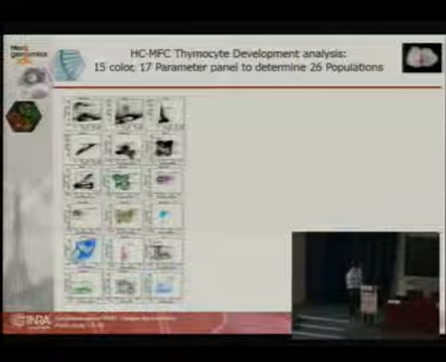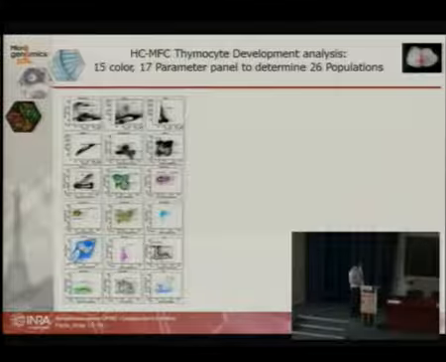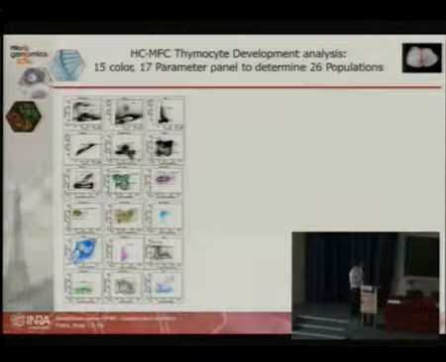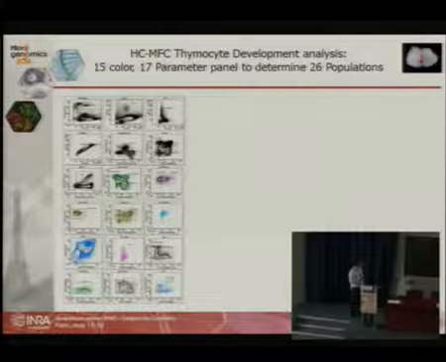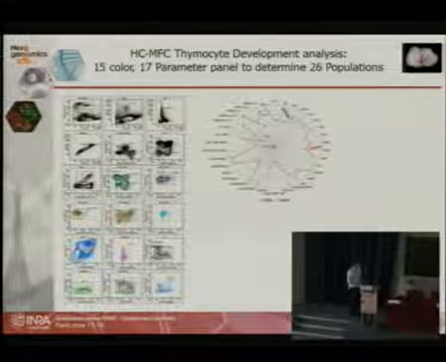So just to show you that this is actually working, here it's a 17-parameter flow cytometry panel we have developed at CIF. In one go, we can determine 26 populations, and it's with 15 colors only. And you see all the populations we can look at. Why I put this example here is because we applied a very robust extraction of cells. It's standardized. We use machines to do that so that we don't take the operator variation into the process.